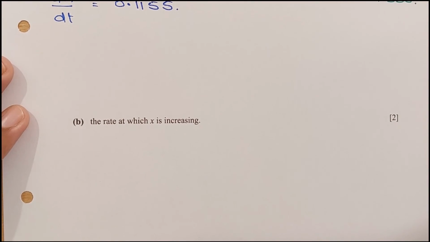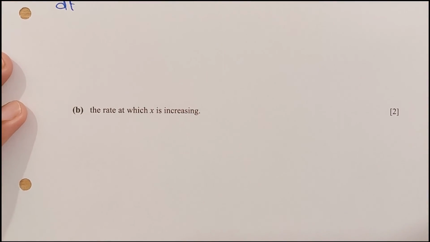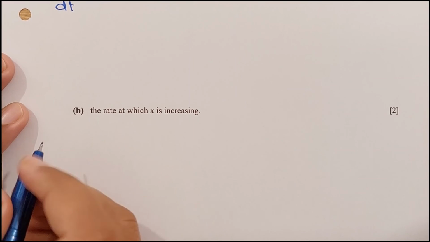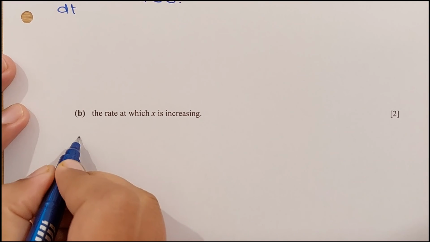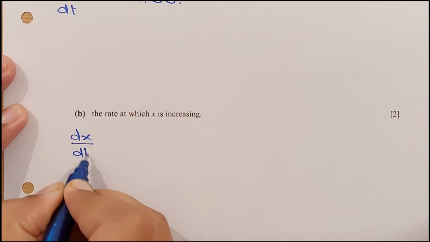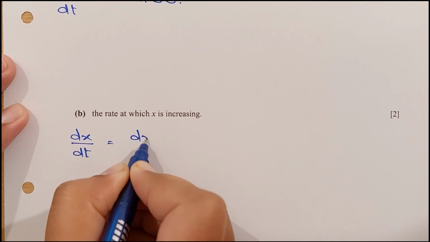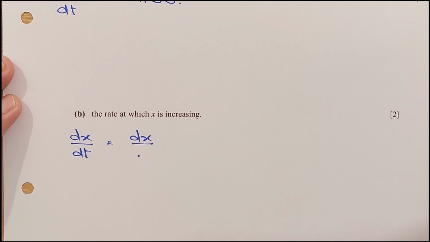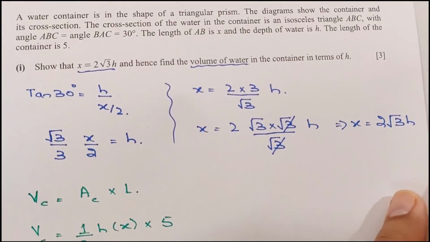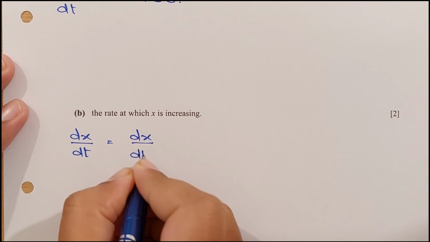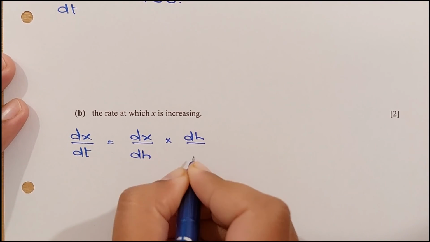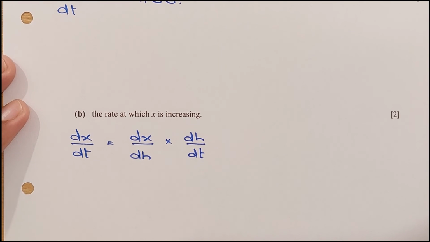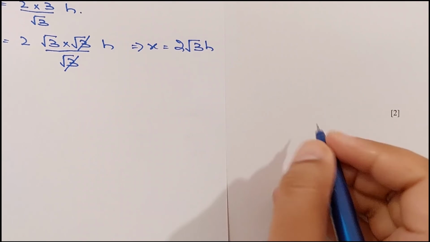Now for part B, in the same part, we have to find the rate at which x is increasing, meaning dx over dt. Let me check. x is a function of h, right? So dx over dt is dx over dh times dh over dt.